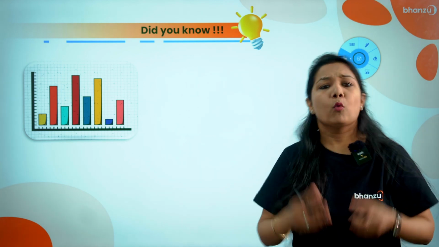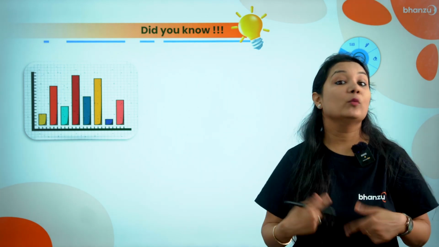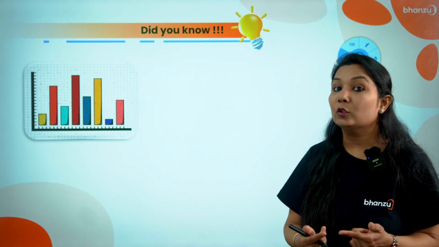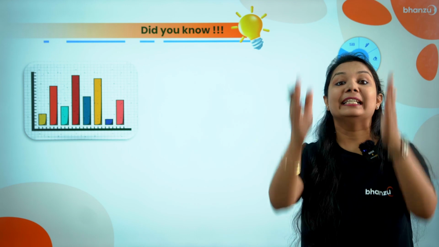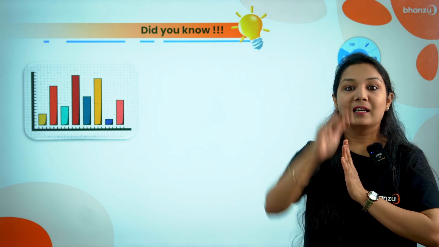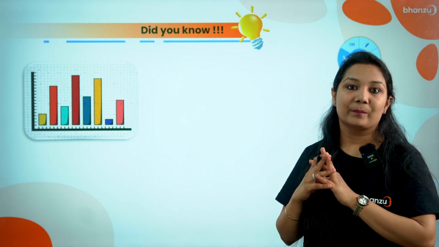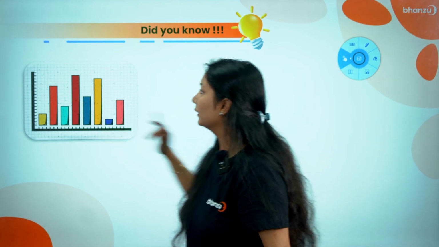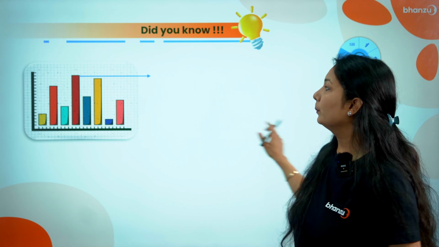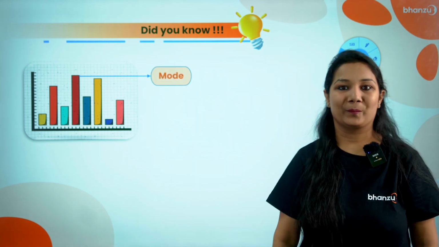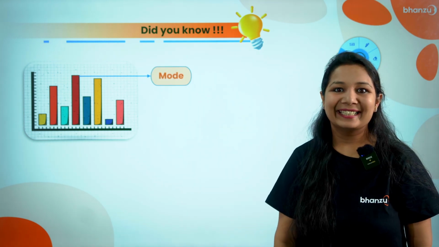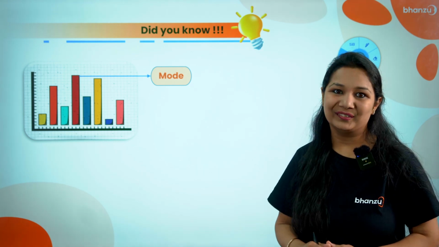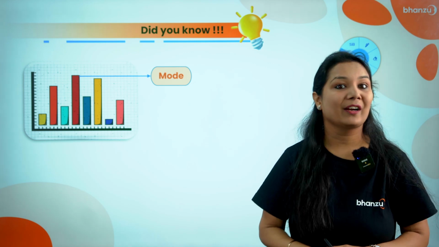a bar graph? What was mode? The value which occurs the most. And in this particular case, how do we get to know that? The bar with the highest height, right? The greatest height. So this color is going till the top. So over here in this particular question, this is the mode, right? Interesting fact. How do we relate mode and bar graph? How can we find mode from a bar graph?